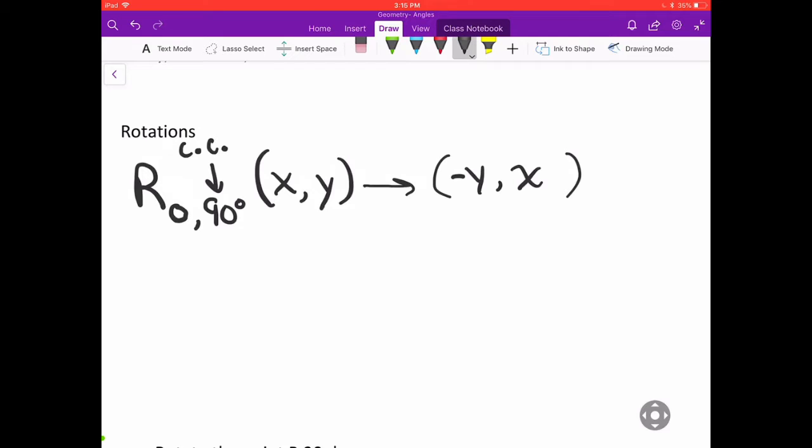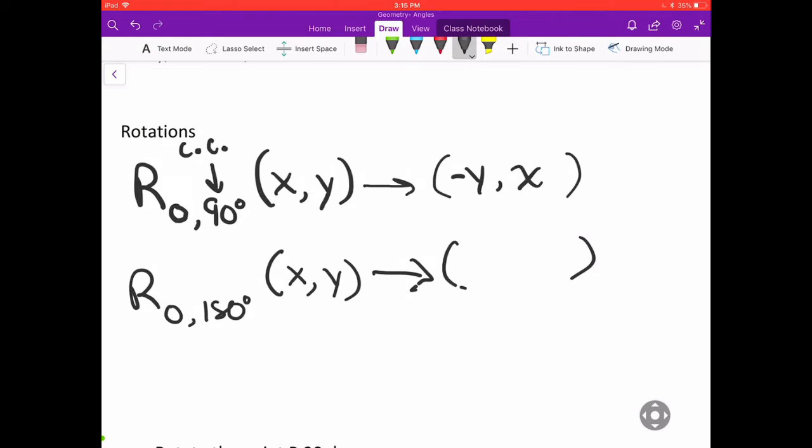The next formula is the same thing, rotation about the origin, but this time it's 180 degrees of any point x, y. We don't change the order of these at all. All we do is change the sign of both x and y. Now 180 degrees doesn't matter if it's clockwise or counterclockwise, because 180 degrees is always going to be halfway, whether you're going clockwise or counterclockwise.